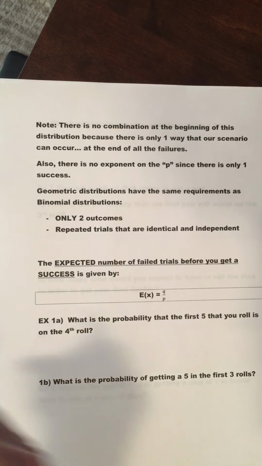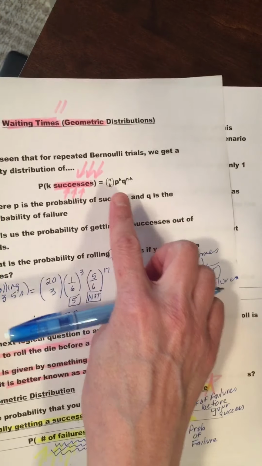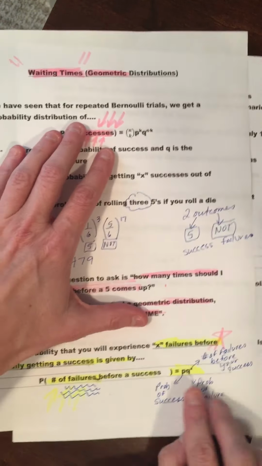So if you think back to the Bernoulli formula, notice the similarities and the differences between the Bernoulli and the waiting time formula. Combination, no combination. The reason there's no combination is there's only one way this is going to happen, a certain number of failures and then the success. Probability of success, probability of failures. Okay, so it's somewhat similar with a few little tweaks.